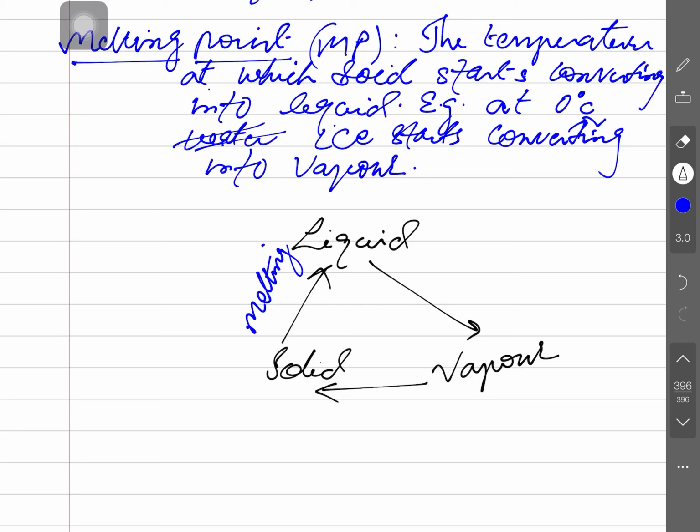It is called melting. Melting turns the solid into liquid, and boiling turns the liquid into vapor. Vapor converts into the solid; the process is called condensation. So, what do you understand by the term condensation?